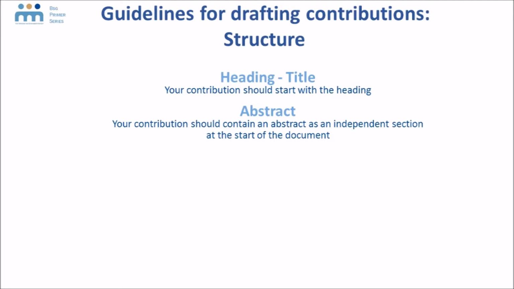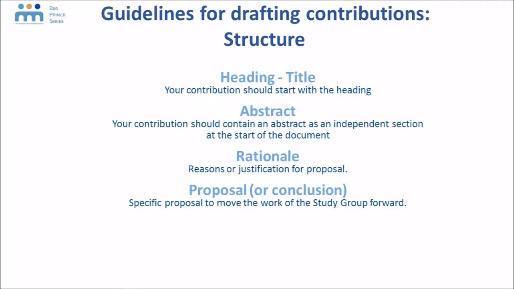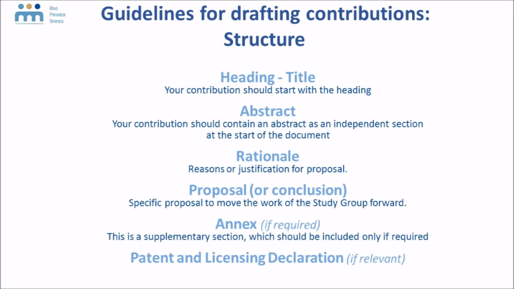Then the two main sections that you should always have in a contribution is a rationale or a discussion, and finally a proposal or a conclusion. That's the last section. If you wish, you can also have two optional sections, one a supplementary section, an annex, for example, a draft recommendation or edits to a draft recommendation. And you may, if there are intellectual property issues related to your contribution, you should also include a patent and licensing declaration. So that's the structure of a contribution.